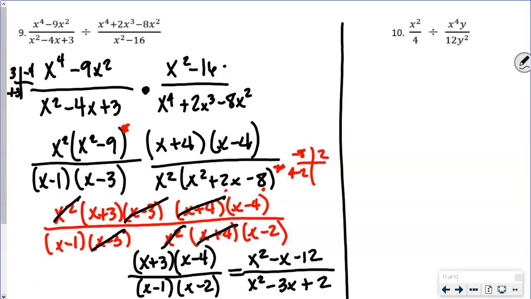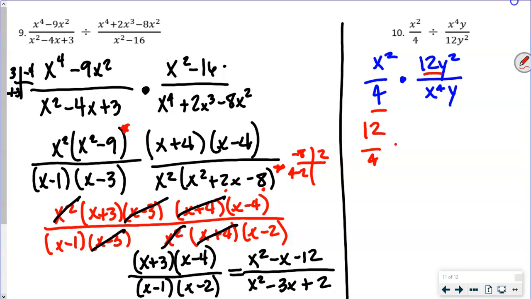So this one over here. Okay, so remember, keep, change, flip, right? Keep this term. We're going to change the sign to multiplication, and we're going to put our 12y squared on top and our x to the fourth y on the bottom. So now we can do some simplifying, right? So you guys notice this 4 and this 12. So 12 divided by 4 is, yes, 3. Then we have our x squared minus 4. That gives us x to the negative 2. And then we've got a y squared minus 1, right, equals y.